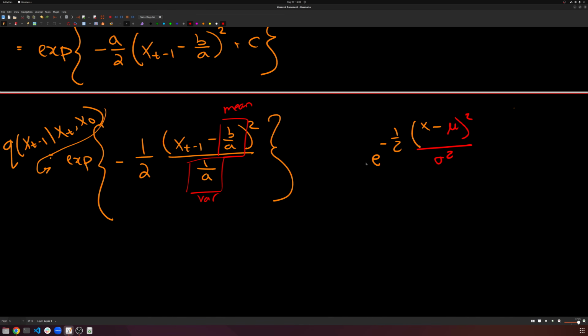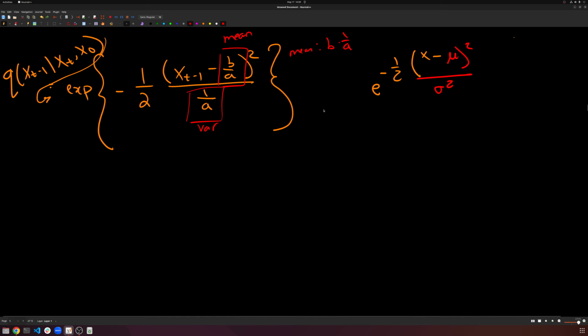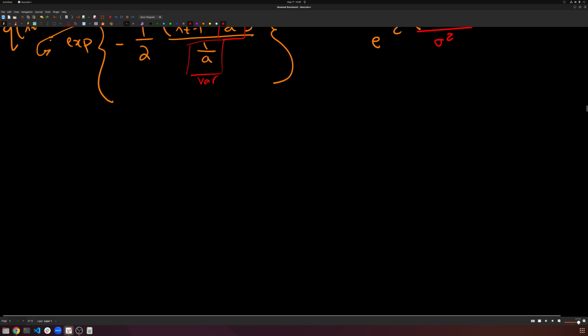That made it sound simple. It's a little bit more work to go, but the best place to start is the variance, 1 over a. The mean is just b times 1 over a, so we can reuse that piece later. So let's start with 1 over a, and then we'll get to the mean afterwards.